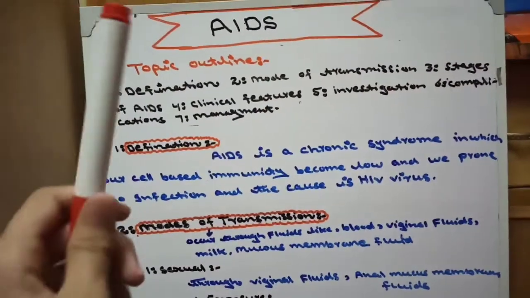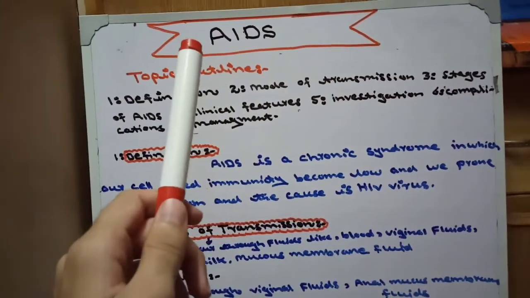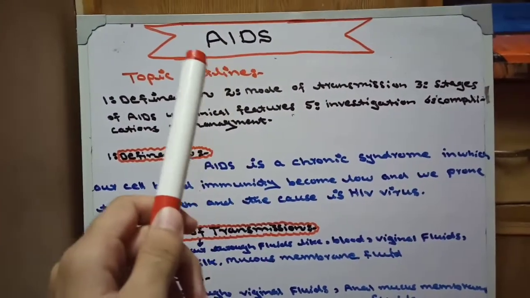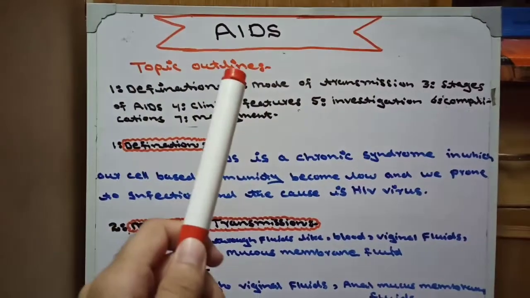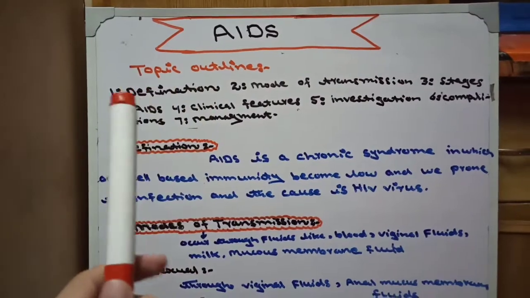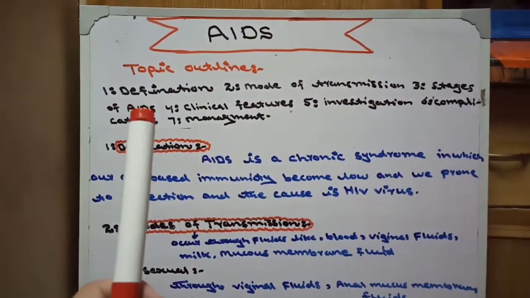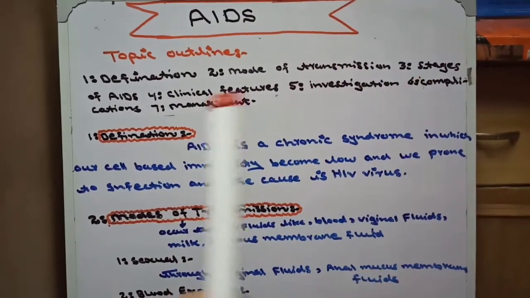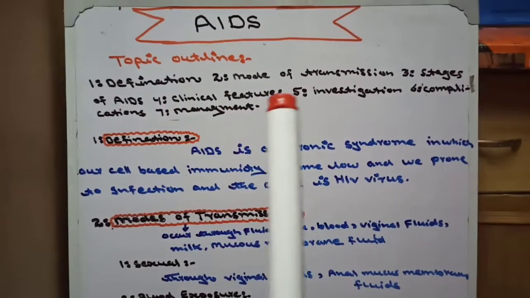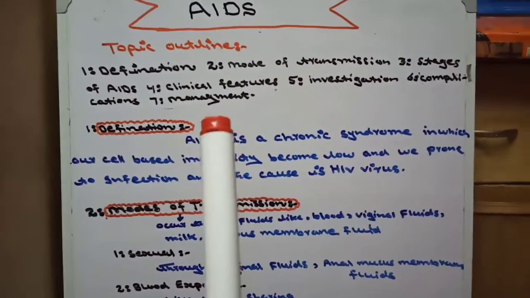Now we start from AIDS. AIDS means acquired immune deficiency syndrome. Now come to the topic outline. In this lecture, we study definition of AIDS, mode of transmission of AIDS, stages of AIDS, clinical feature, investigation, complication, management.